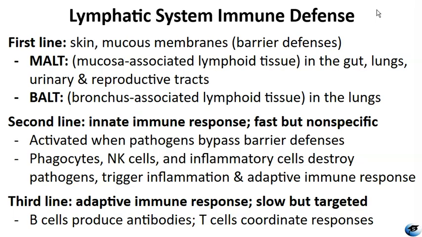If a pathogen gets past these barrier defenses, the second line of defense kicks in, the innate immune system response. This response is rapid but non-specific, meaning it doesn't target a particular microbe. Instead, it reacts to general signs of infection or damage. Key players here include phagocytes like macrophages and neutrophils that engulf invaders, natural killer cells that destroy abnormal cells, and inflammatory cells that trigger swelling, redness, and heat to limit spread and attract more immune cells.